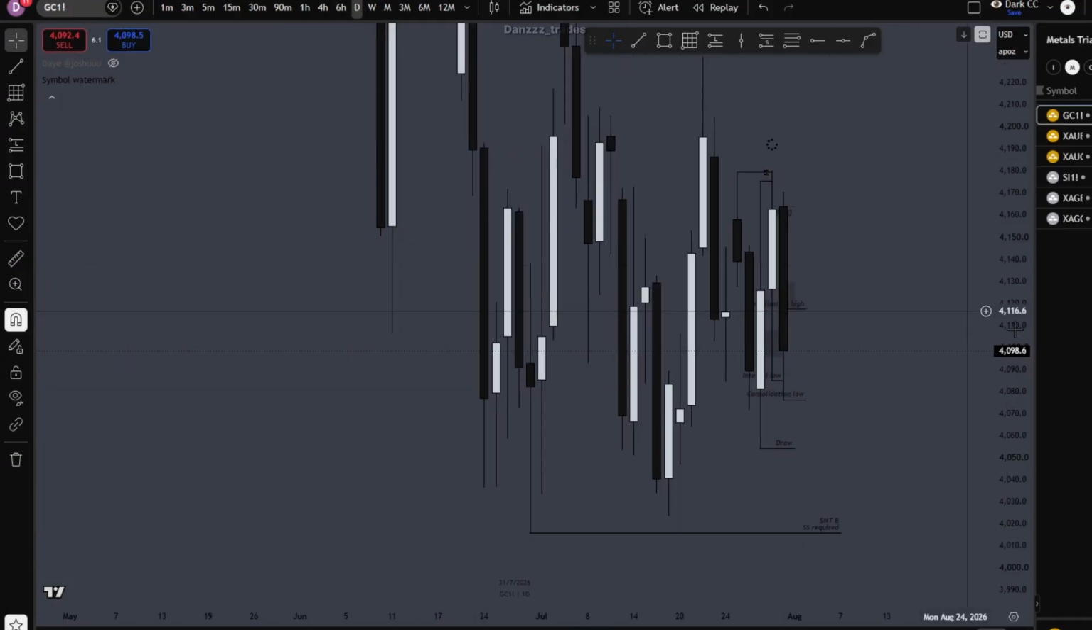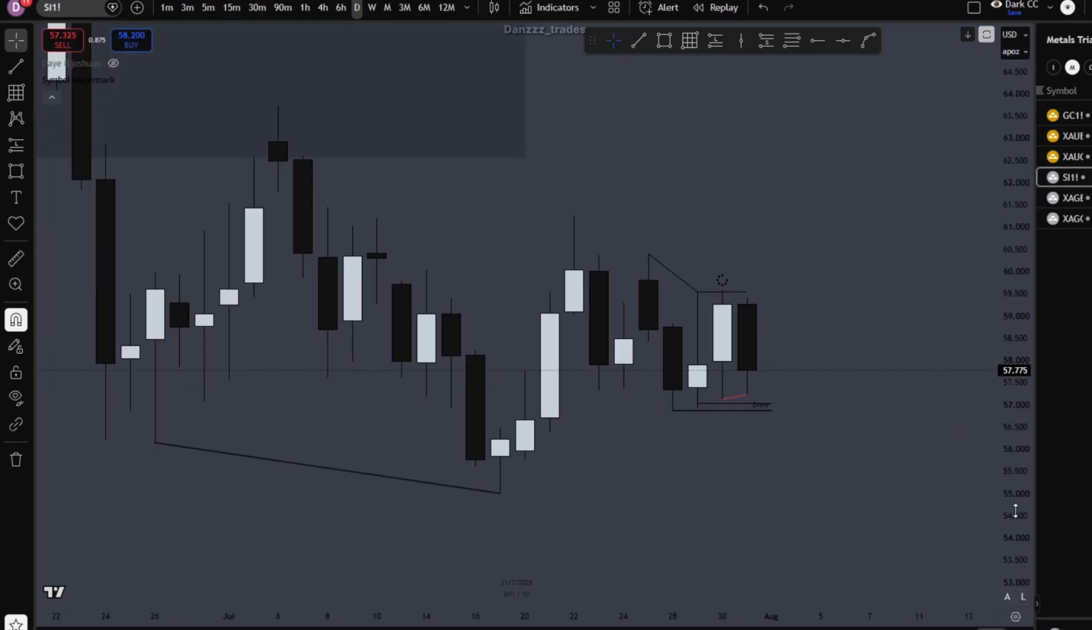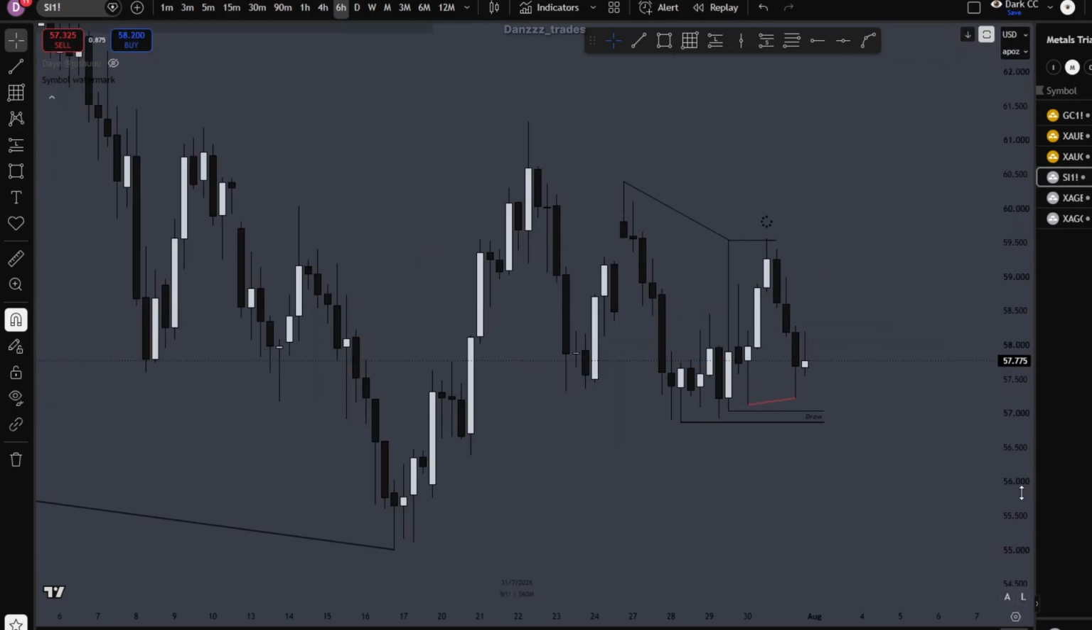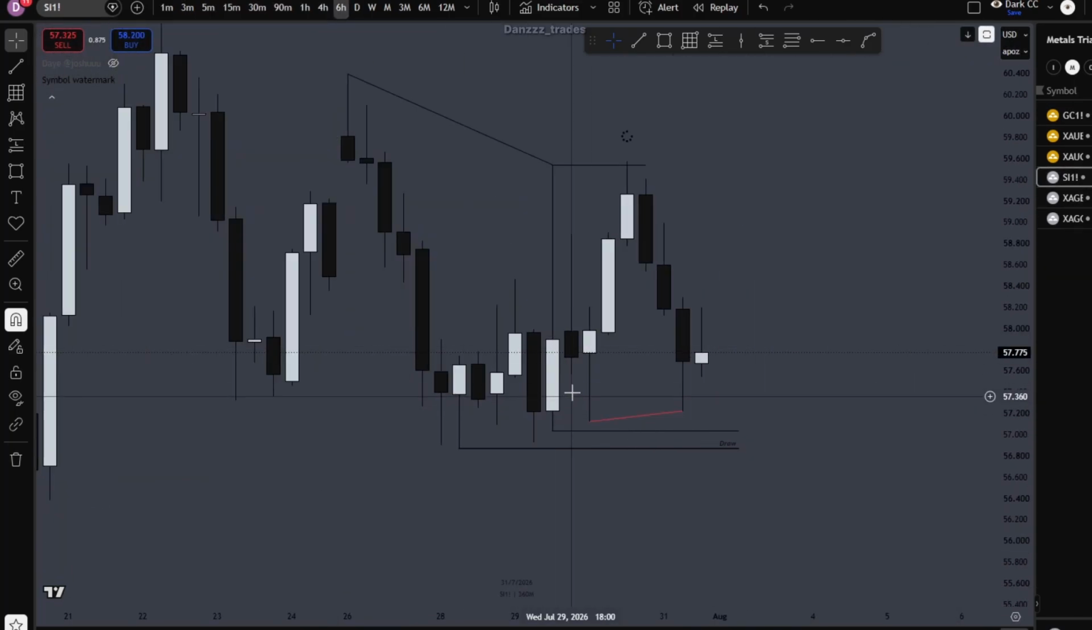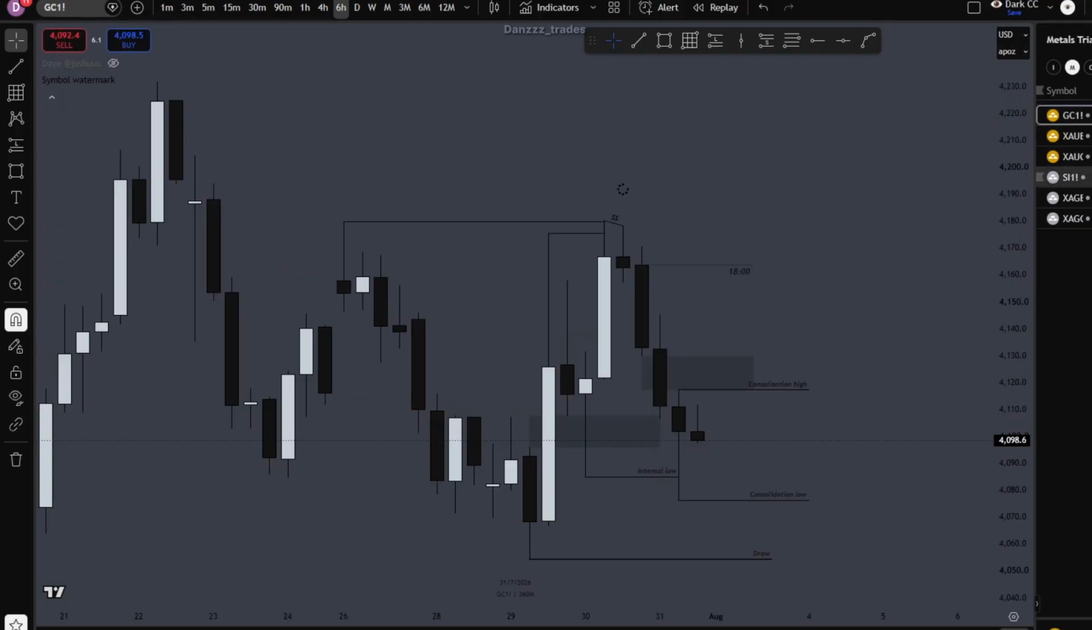As you can see here, we're trading within a clear consolidation. On silver, it's even better. If you just look at the 6 hour, we're printing like four inside bars within this 6 hour candle, so that's just a clear consolidation. We can easily identify the high and the low, the range extremes. So these are going to be the levels that we're going to be anticipating a reversal to form.